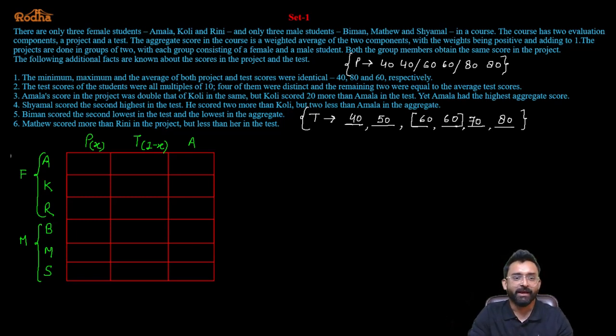Okay, let's move ahead now. Amla's score in the project was double that of Kohli. Now that's very simple. It is about the project score. Amla's score is double Kohli's. For double, I have only 2 numbers available, 40 and 80. So this is the lone possibility. Amla's score will be 40 and Kohli's score will be 80.